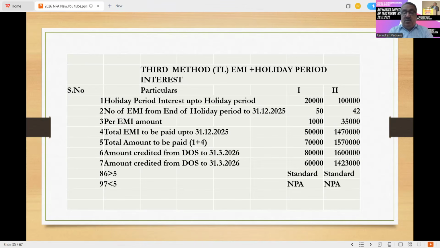And if it is 60,000, that means there's a shortfall in payment. Then that is with reference to point number 7. Then that account has to be treated as NPA. This is with reference to the third method. So if you understand the first method and second method, the third method is very, very easy.